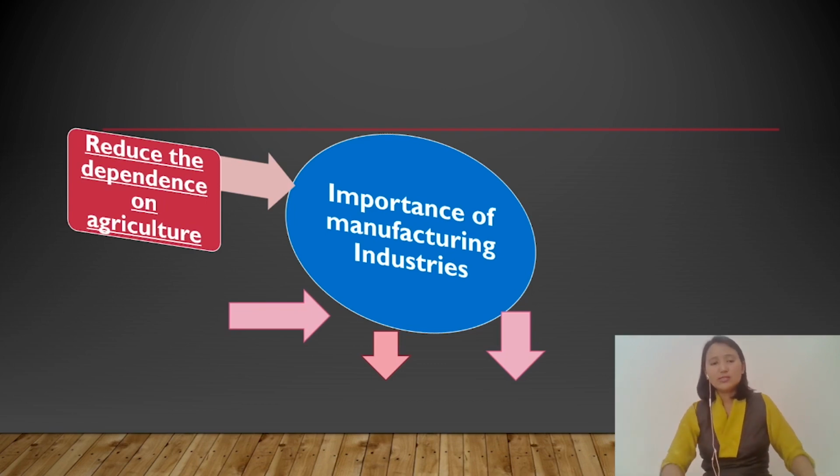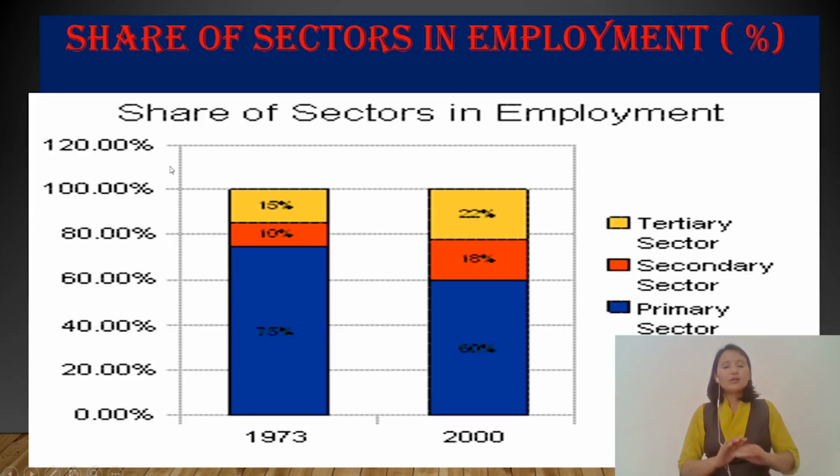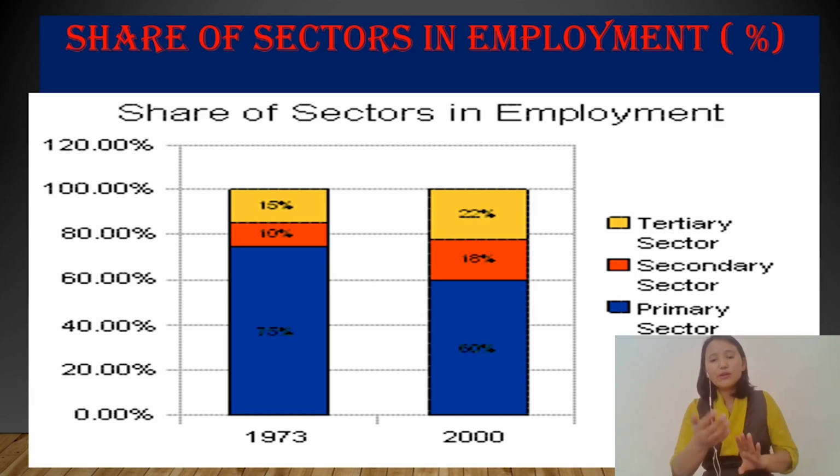Let me look at the data. Okay, in India, from independence in 1947 till 1973, 75% of the population was dependent on agricultural activity. But if you look at 2000, it shows that there is a reduction of people engaged in primary activity or the agriculture sector. It is mainly because of the opening of job opportunities in the secondary sector or industrial sector or tertiary sector.